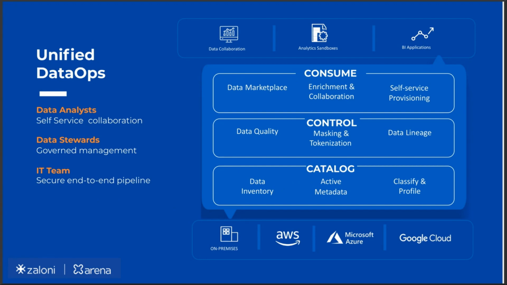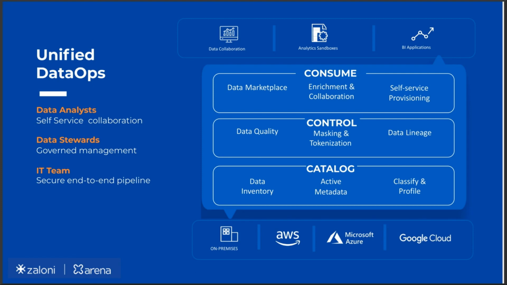So here is Arena's approach in terms of how we, first of all, get deployed on a hybrid multi-cloud environment. With one instance of Arena, you can manage whether you have on-prem data stores or on-prem data lakes, and also if you have cloud and multi-cloud instances of these data stores and data lakes, wherever data resides. So we think about three key pillars in terms of the core functionality of Arena. The first one is catalog, where being able to inventory the data wherever it exists, being able to capture active metadata, and as I mentioned, business, technical, and operational metadata, and then being able to classify and profile that data.